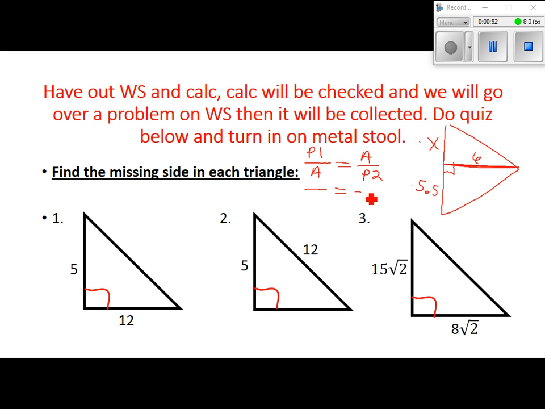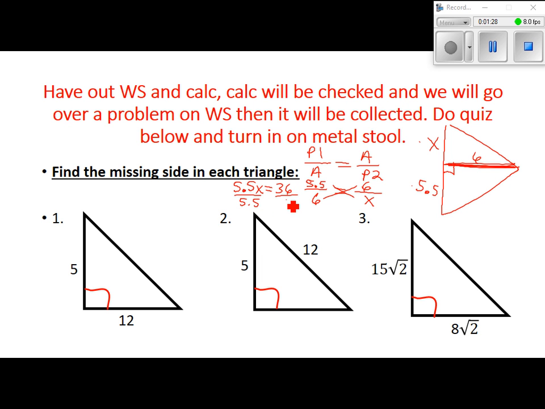So tell me, how am I going to set up this proportion? What goes here? 6 or 5.5. That can go there. What goes here? 6. That's the altitude, right? This time we happen to know the altitude. What goes here? 6. And then what goes here? X. We cross multiply, we get 5.5 x equals 6 times 6.